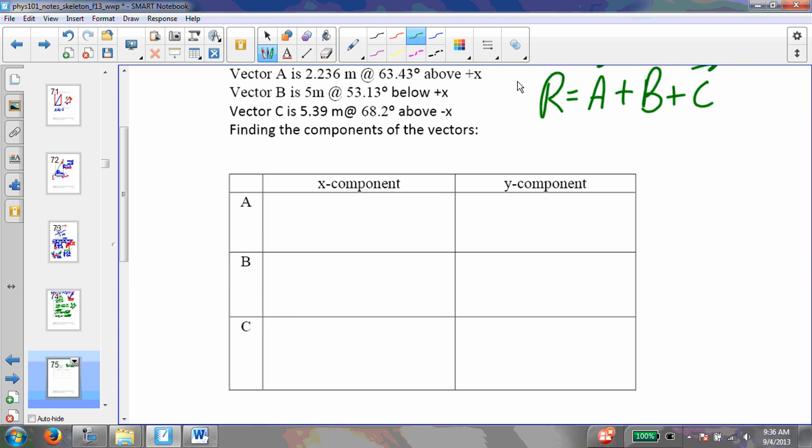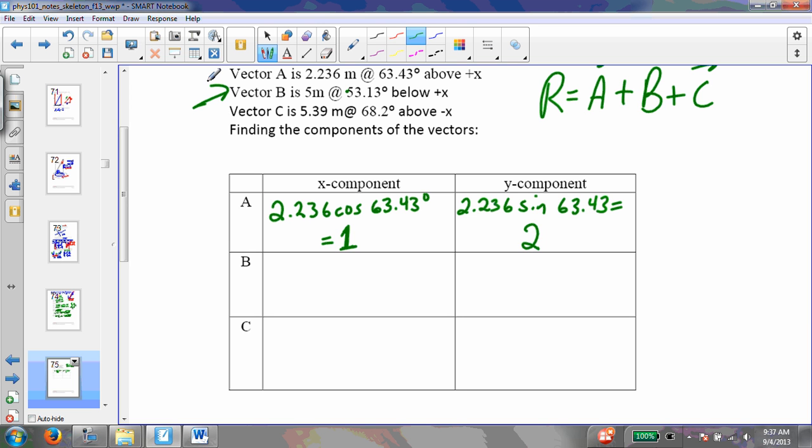So the x component, for example, of A is 2.236 times the cosine of 63.43 degrees. All right, that'll give me the x component, and that's equal to 1. Similarly, for the y component, I say 2.236 times the sine of 63.43. And that gives me a y component equal to 2. All right, I can do that for vector B using these values. And I find that the x and y components are 3 and -4.